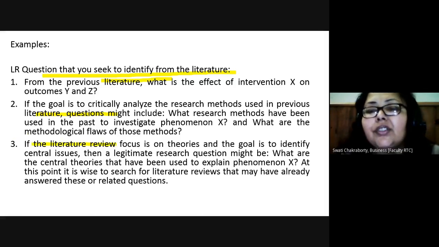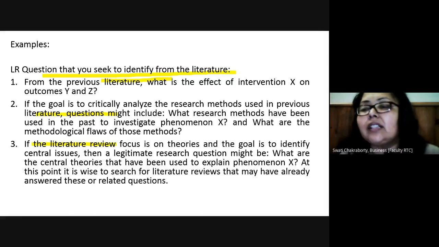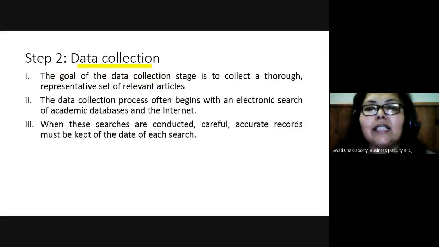If your literature review focus is on theories and the goal is to identify some central issues, then your question should be, what are the central issues that have been used to explain phenomenon X? And at this point, it is wise to search for literature reviews that may have already answered these or related questions. Step 2 is data collection.